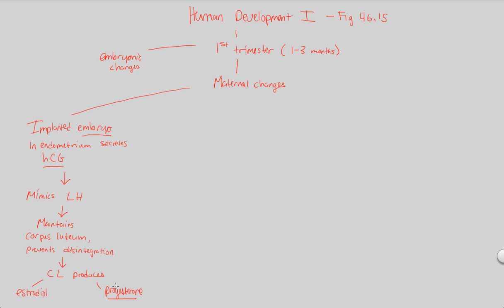That lots of secretion of progesterone is maintained and continued as a result of HCG being produced by the implanted embryo. Thus, everything after this moment of HCG being secreted by the embryo, the chorion, is going to be maternal changes within the mother that are happening. Okay, so that's one of them. Another one to look at is going to be during the first 2 to 4 weeks.